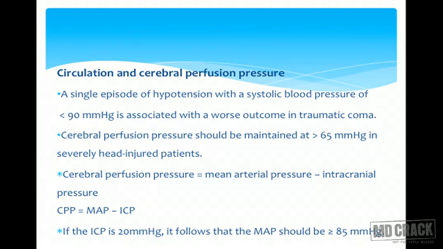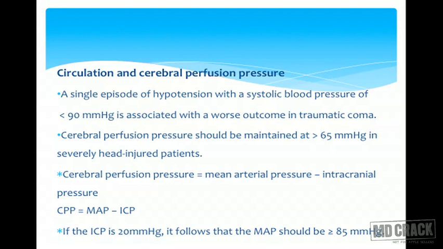Cerebral perfusion pressure should be maintained at more than 65 millimeters of mercury in a severely head injured patient. So this is very important because in a severely head injured patient, you may be asked at what level the cerebral perfusion pressure should appropriately be maintained. So it is more than 65 millimeters of mercury.